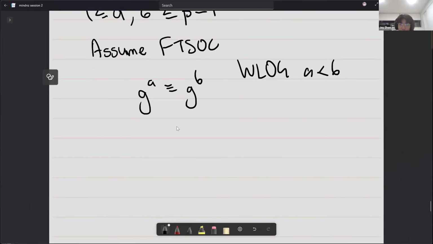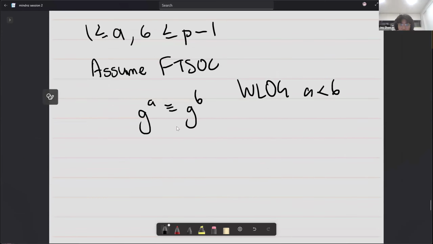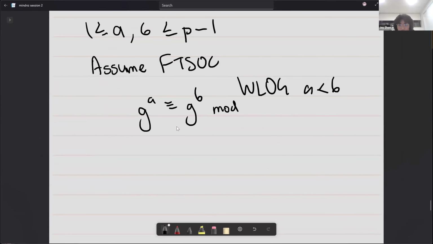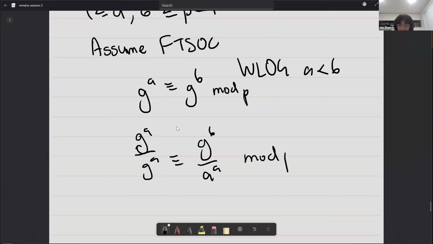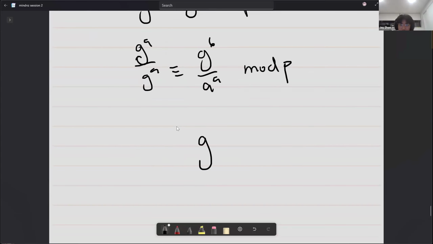So then, what this means is that if we divide both sides by G of A, we get G of A over G of A is congruent to G of B over G of A mod P, which means G of B minus A is congruent to 1 mod P.